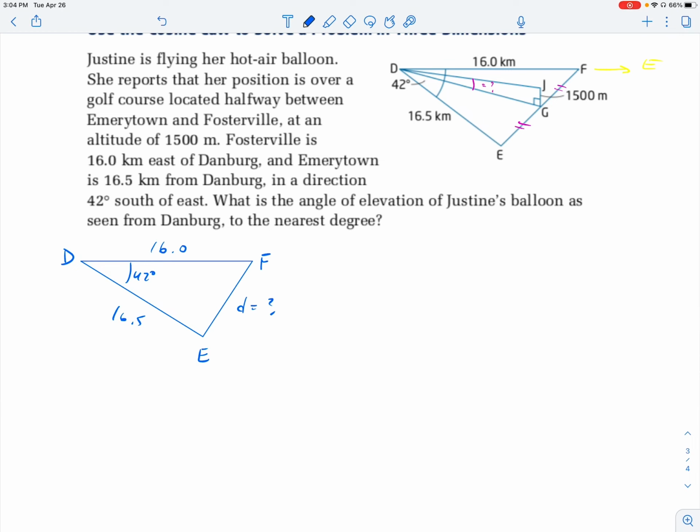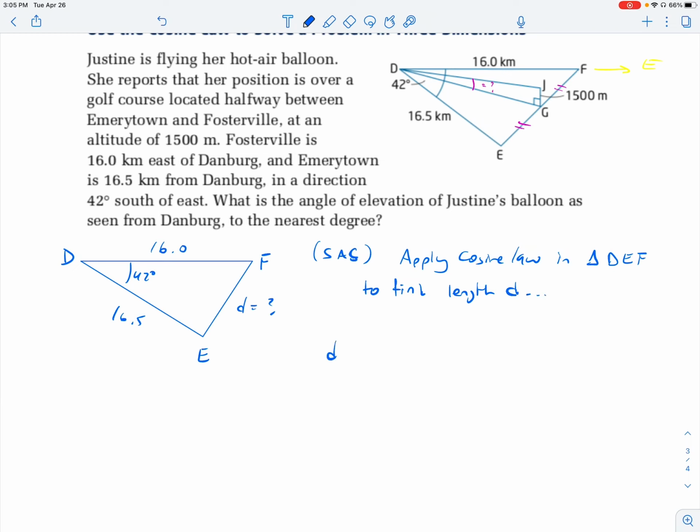Okay, so this should be pretty easy to solve for d because this is a side angle side type triangle, right? Side angle side. The angle is sandwiched between the two given sides. So I'm just going to write here, apply cosine law in triangle DEF to find length d.